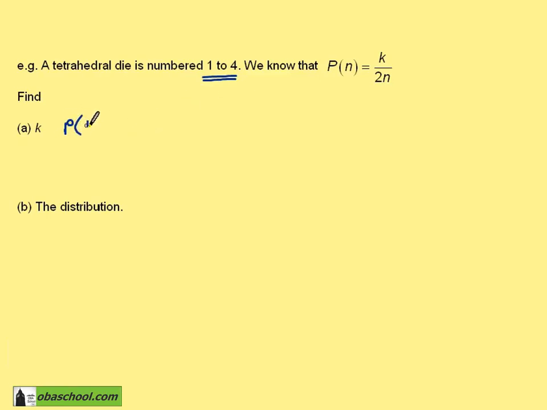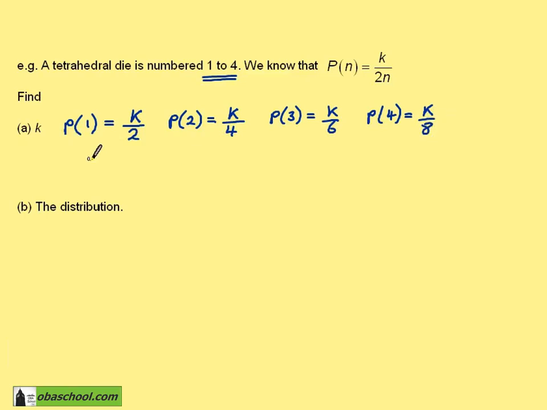The probability of getting a 1 on the die must be equal to k divided by 2 times 1, which is k over 2. The probability of getting a 2 is k over 2 times 2, which is k over 4. The probability of getting a 3 is k over 2 times 3, which is k over 6. And finally, the probability of getting a 4 is k over 2 times 4, which is k over 8.